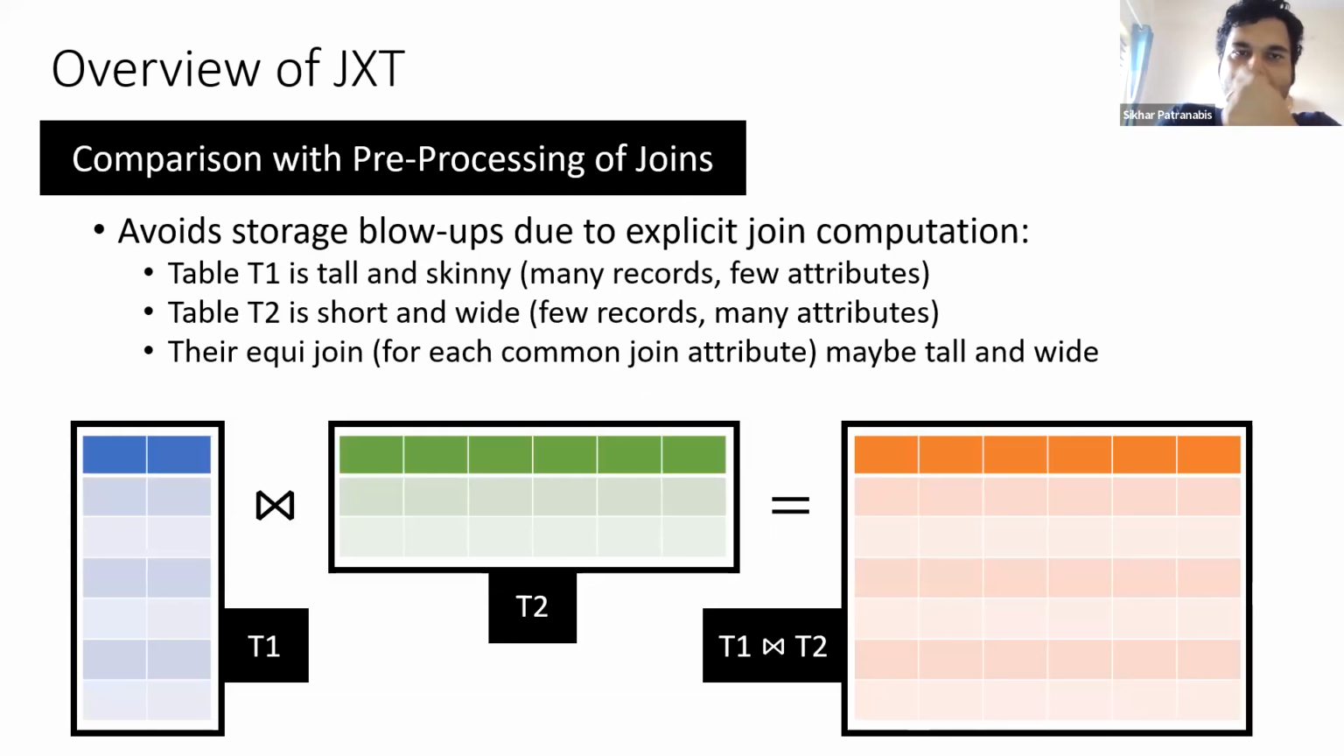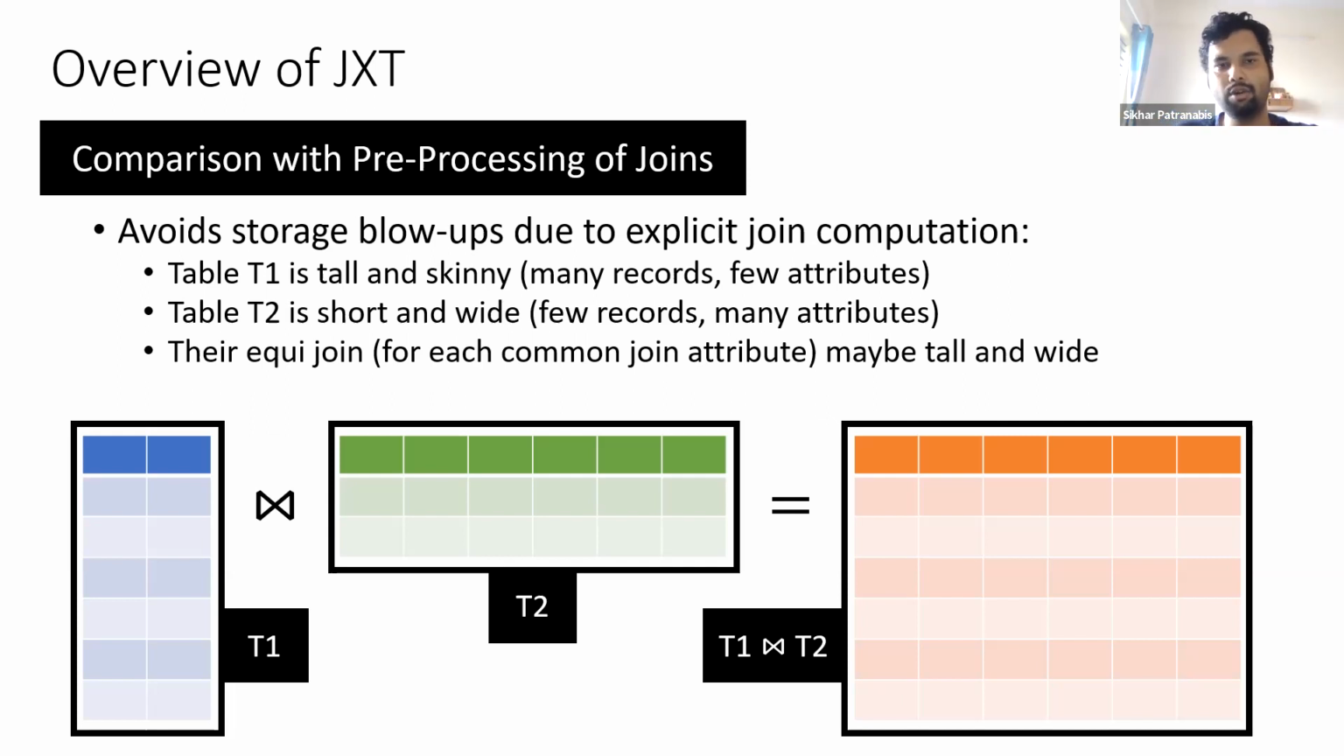Now, what are the advantages of avoiding pre-processing of joins? One of the biggest advantages is that you avoid potential storage blowups due to explicit join computation. For example, suppose that you have table T1, which is tall and skinny, which means that it has many records and few attributes. And you have table T2, which is short and wide, which means there are few records, but many, many attributes. Then their Equijoin over a common attribute is potentially tall and wide.